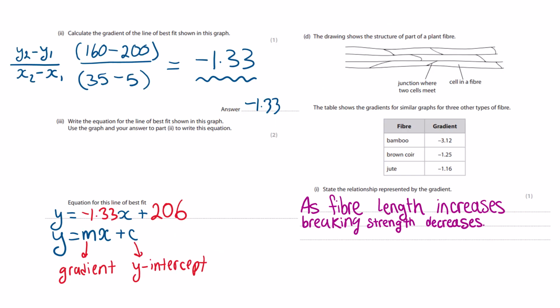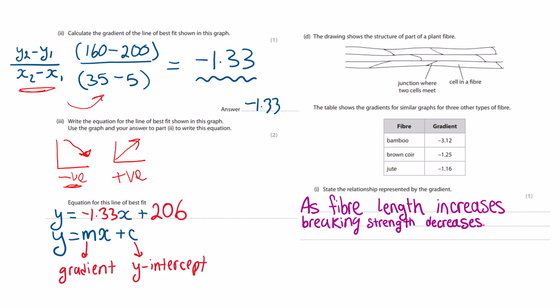Part I, which I talked about in the previous slide, says calculate the gradient of the line of best fit shown in this graph. We use the equation here, and I got my values and it gave me minus 1.33. Why is it minus? If you notice, the line is facing this way. This is negative. The gradient here is negative. If it was like this, it would be a positive gradient. Next, give the equation for the line of best fit.